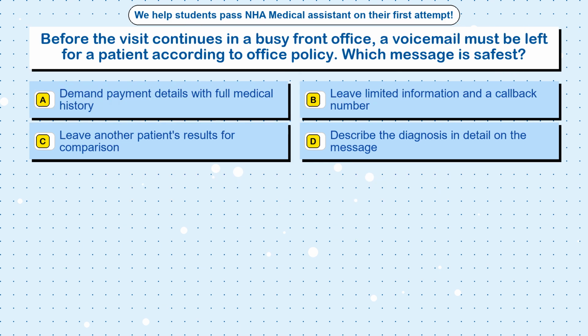Question 25. Before the visit continues in a busy front office, a voicemail must be left for a patient according to office policy. Which message is safest? Option A. Demand payment details with full medical history. Option B. Leave limited information and a callback number. Option C. Leave another patient's results for comparison. Option D. Describe the diagnosis in detail on the message.